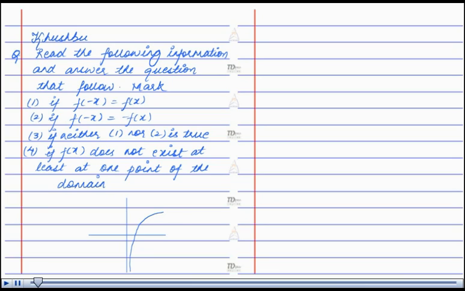The question is, read the following information and answer the question that follow. A graph has been given. Taking the first option, that is, if the given graph has to follow the condition f of minus x is equal to f of x, the graph should be similar in first and second or third and fourth quadrant.